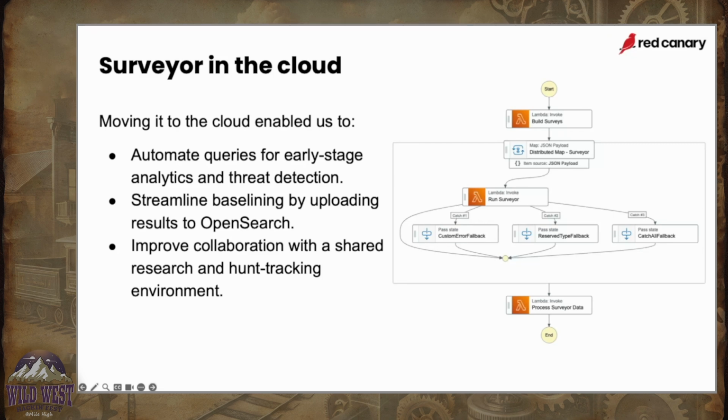So if there is something that we're theorizing as being good for threat detection, but it's not necessarily suitable for production detection coverage, we can easily use Surveyor to refine it over time. We can still build something to detect threats in our customers' environments. In addition, us putting it in the cloud allows us to streamline baselining by uploading those results to OpenSearch directly. So what you see here is the step function. So we're saying, from the GUI, here are the things that we want to query for.